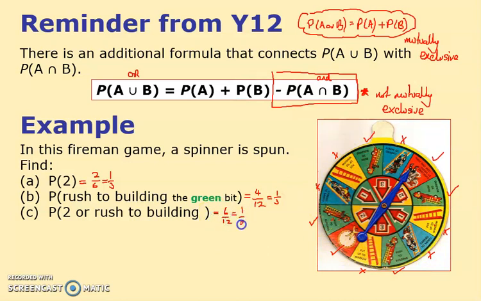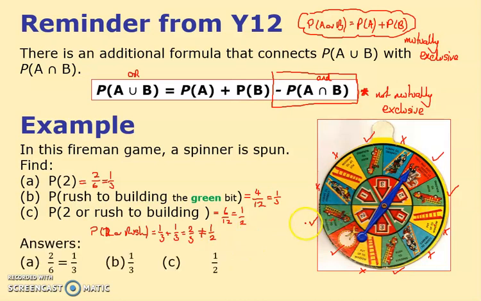And notice, if I just added them like my formula at GCSE, the probability of A or B, or in this case 2 or rush, would have been a third plus a third. Now a third plus a third is 2/3. And of course that is not equal to the answer I got, which was a half. So these are not mutually exclusive events because they happened at the same time. This overlapping of the events is what caused the problem.